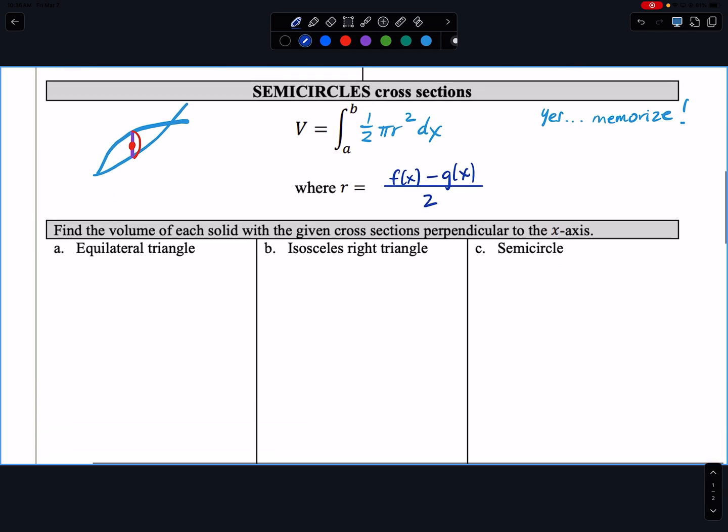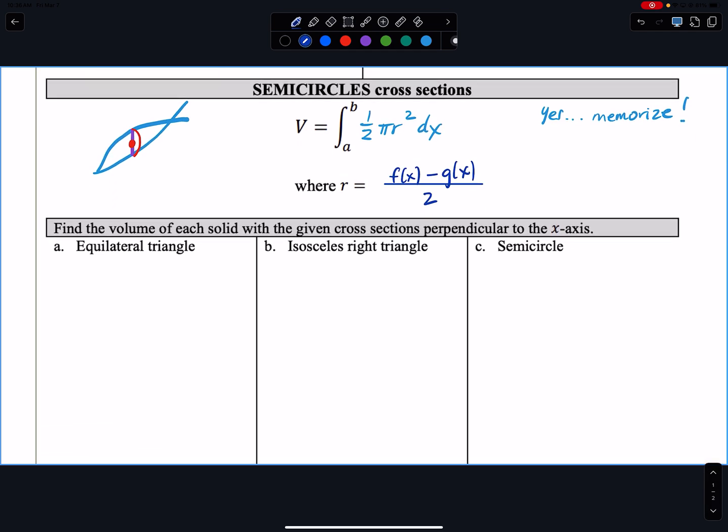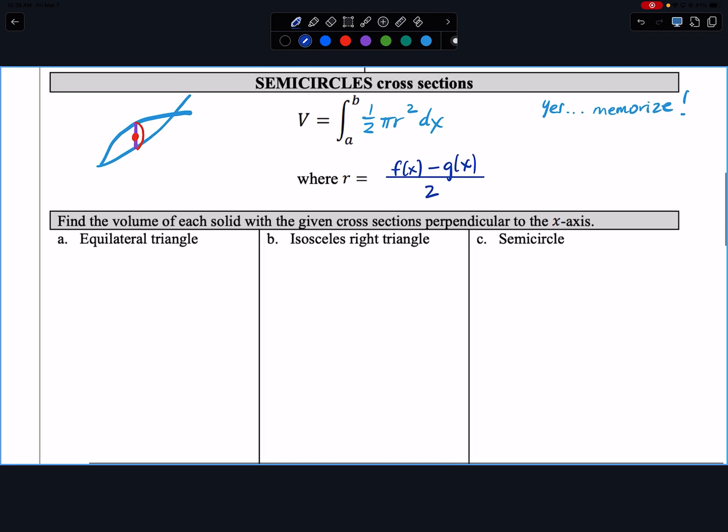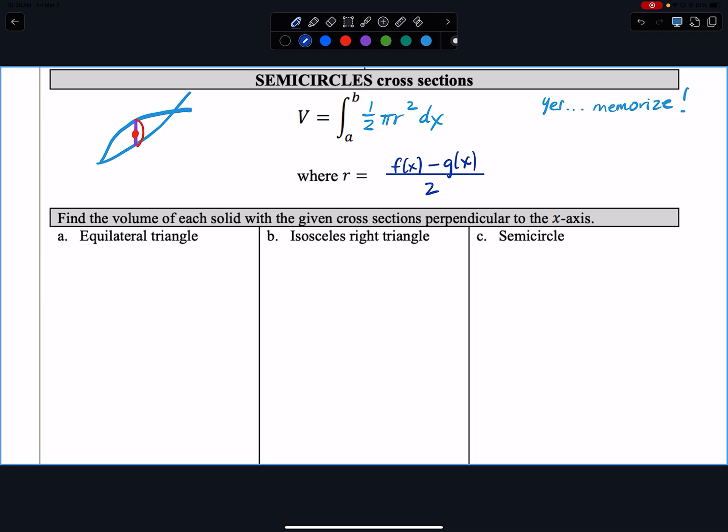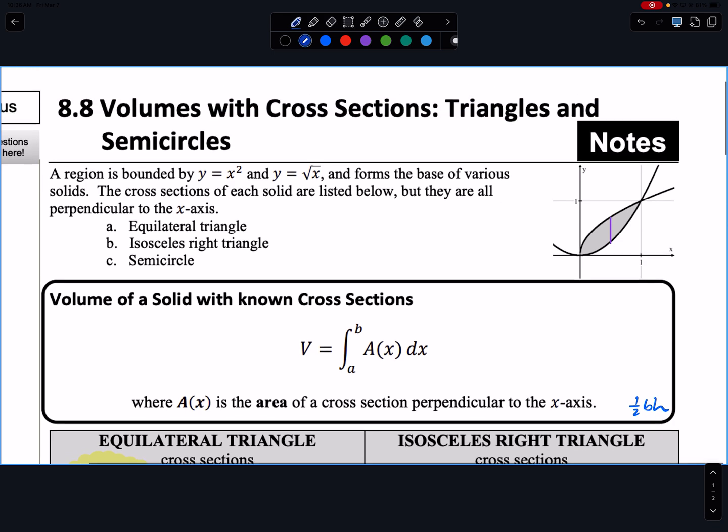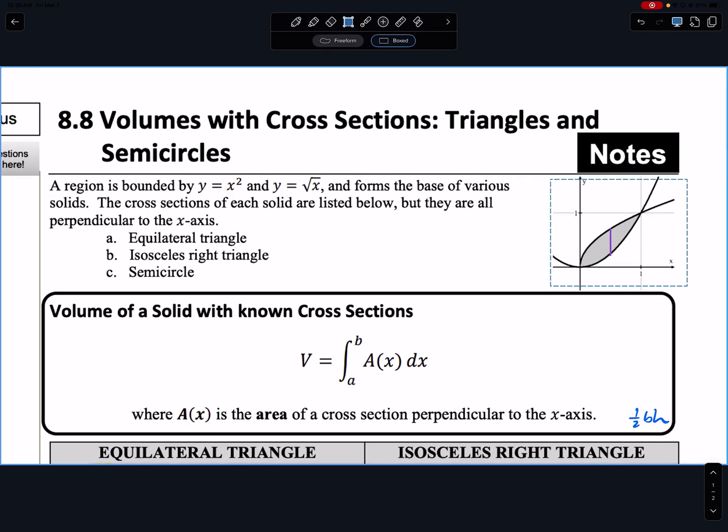All right, so all we're going to do for this lesson is literally just set them up. We're not going to solve them, because if you guys know how to set these up, then we can just solve it using our calculator. Okay, so equilateral triangle. So we're going to use the same shapes from up here. You guys have it in your notes. I'm going to copy and paste it so I don't have to keep scrolling.